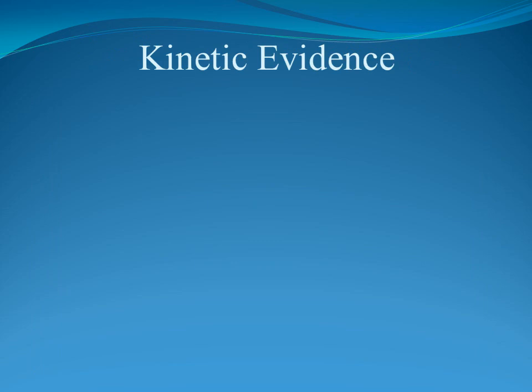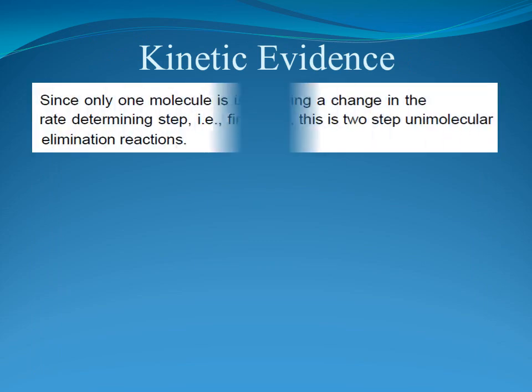Students, let us look at the kinetic evidence of E1 reactions. As you have seen, only one molecule is undergoing a change in the rate determining step. And what is that change? The change in the covalency from sp3 to sp2. That is the first step. That is the rate determining step because it is the slowest step. And it is a two-step unimolecular elimination reaction.